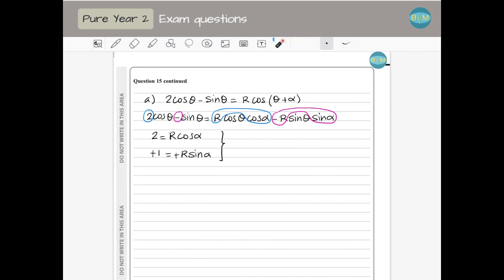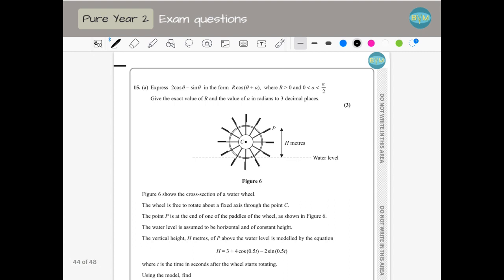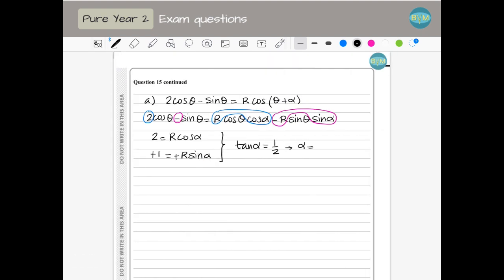So I can divide this one by this one to get tan. If I divide the bottom one by the top one, I have tan alpha is going to be r and r cancelled, and then 1/2. Tan alpha is 1/2. With the calculator in radians, you find alpha, and they say to 3 decimal places. So this is 0.464 to 3 decimal places.